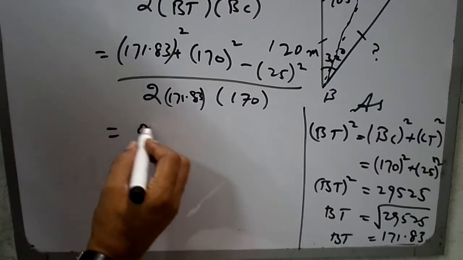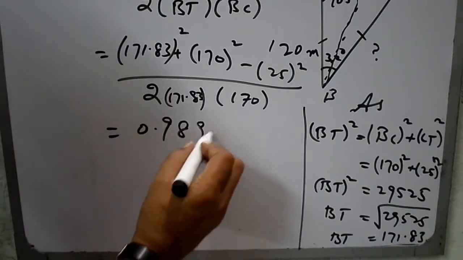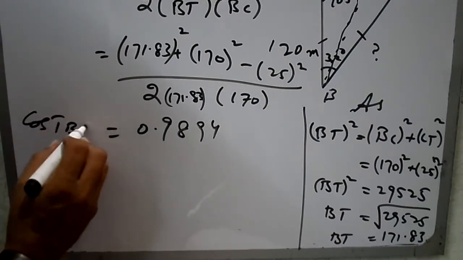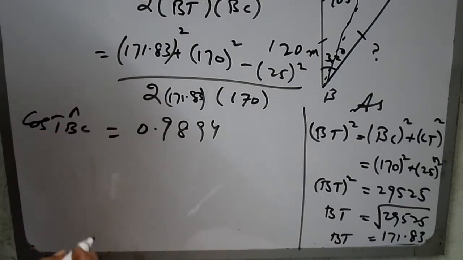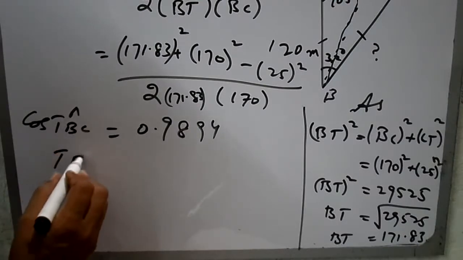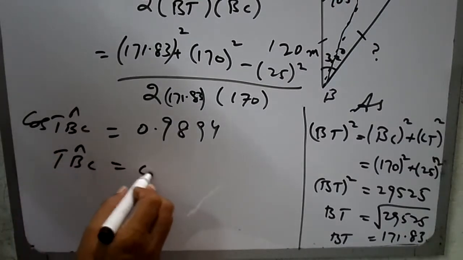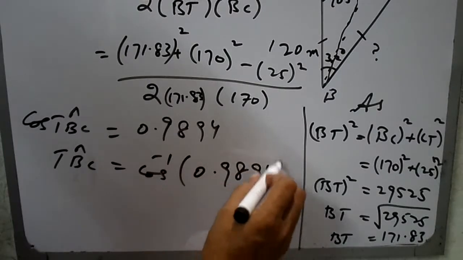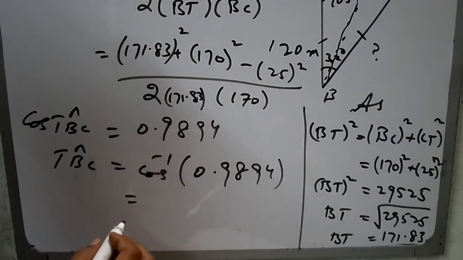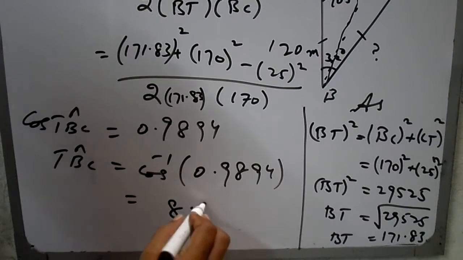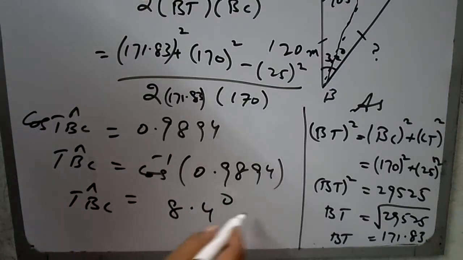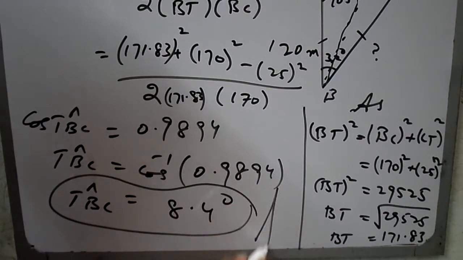You will get 0.9894, that is the value of cos TBC. We need the angle B, so cos inverse of 0.9894, you will get 8.4 degrees. That is your TBC angle. So that is your required result in this case.